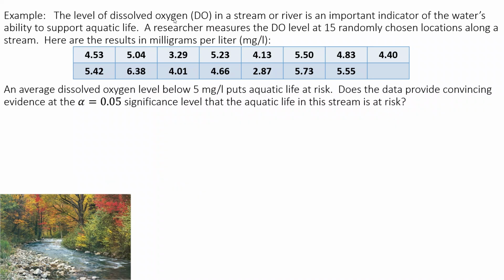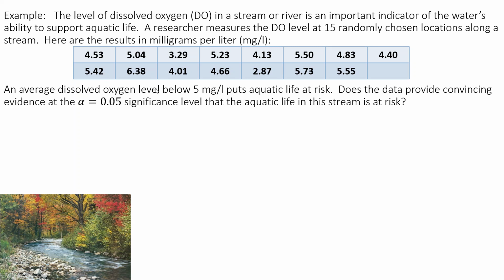The level of dissolved oxygen, which we are abbreviating DO, in a stream or river is an important indicator of the water's ability to support aquatic life. A researcher measures the dissolved oxygen level at 15 randomly chosen locations along a stream. Here are the results in milligrams per liter. So here's our actual data.